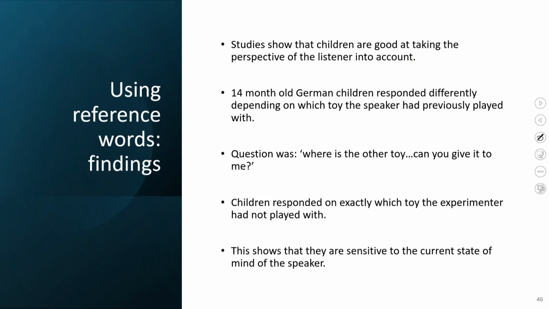Studies have shown that they are good at taking the perspective of the listener into account. So, 14-month-old German children responded differently depending on which toy the speaker had previously played with.